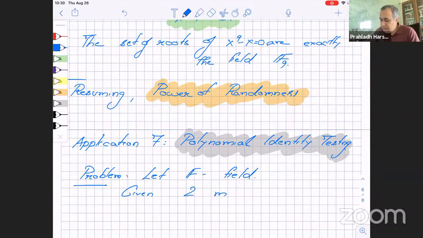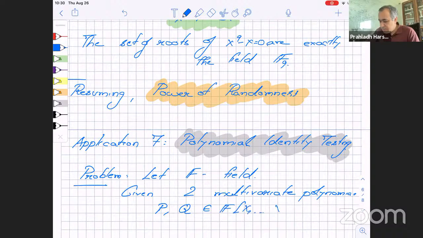And given two multivariate polynomials. Now, in this case, I'm going to work with multivariate polynomials. Let's call them capital P and capital Q. So these are two multivariate polynomials over the field F. So there are polynomials over, say, M variables.